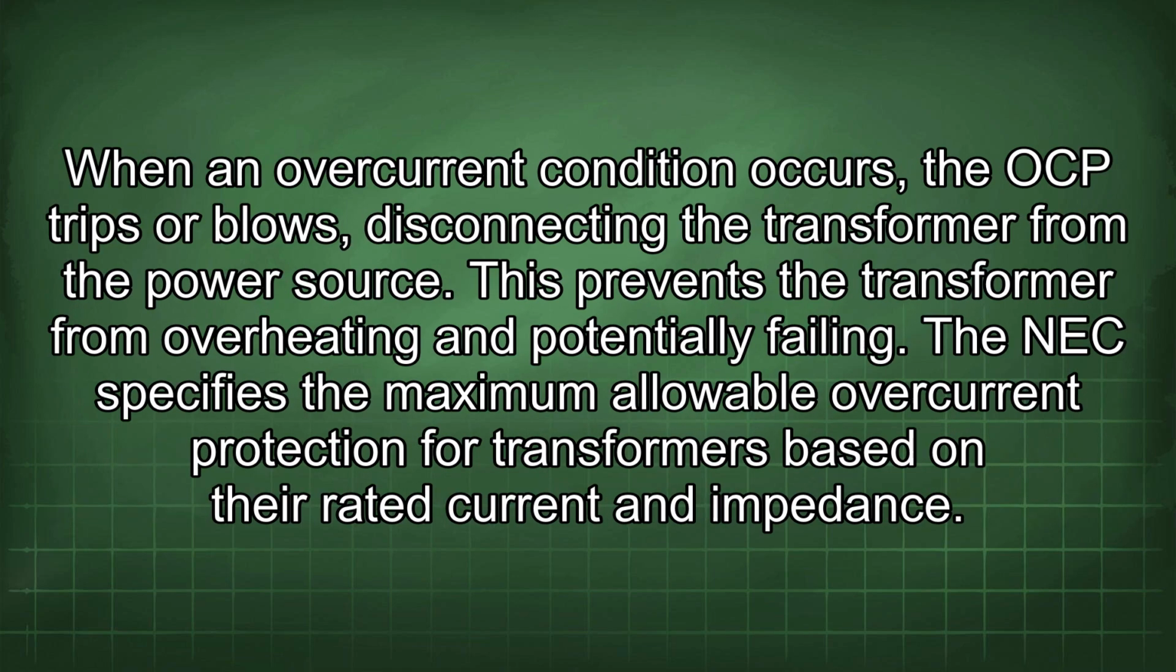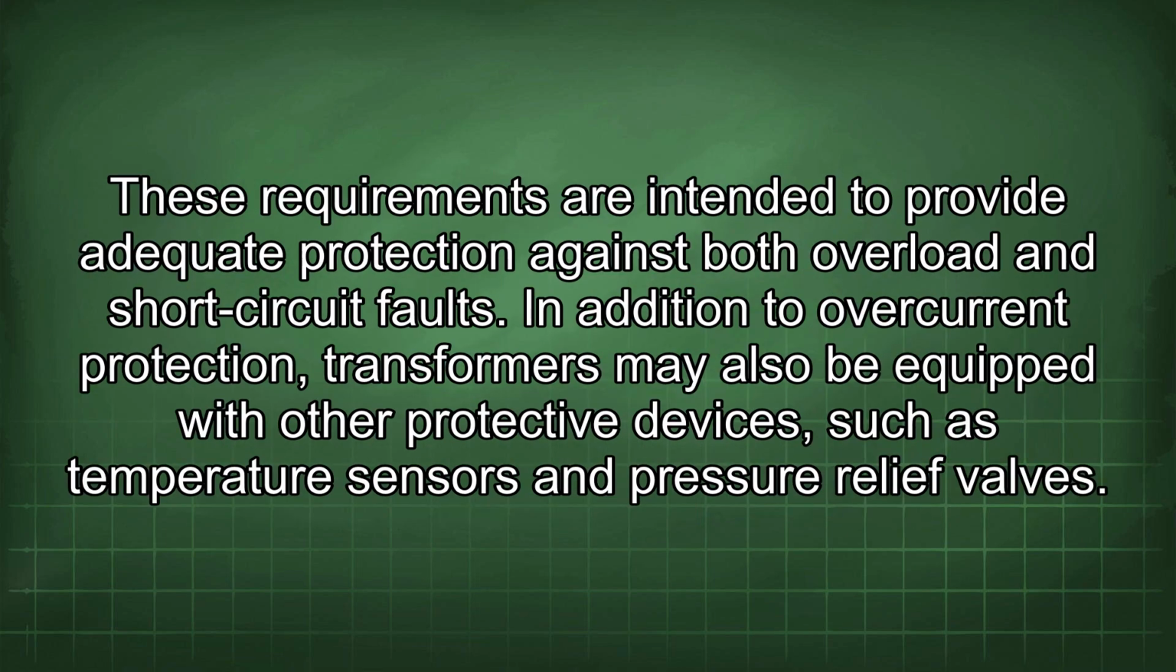When an overcurrent condition occurs, the OCP trips or blows, disconnecting the transformer from the power source. This prevents the transformer from overheating and potentially failing. The NEC specifies the maximum allowable overcurrent protection for transformers based on their rated current and impedance. These requirements are intended to provide adequate protection against both overload and short-circuit faults.